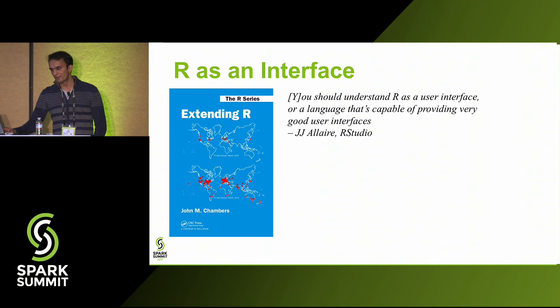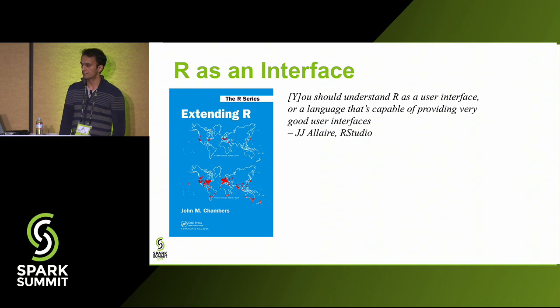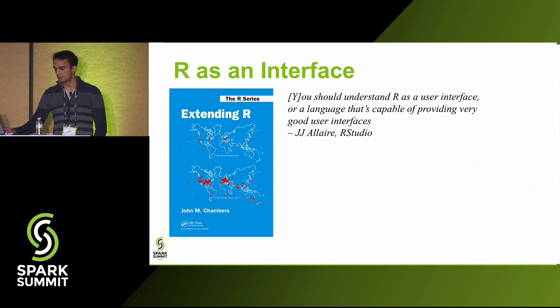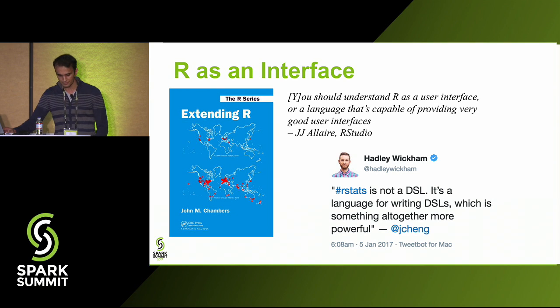J.J. Allaire had a really cool quote. He said that you should understand R, or think of R, as a user interface, or a language that's capable of providing very good user interfaces. Right? So R was designed from the ground up to be a user interface for Fortran and C code. So it's a very cool way of linking to those libraries to do heavy lifting for data analysis.